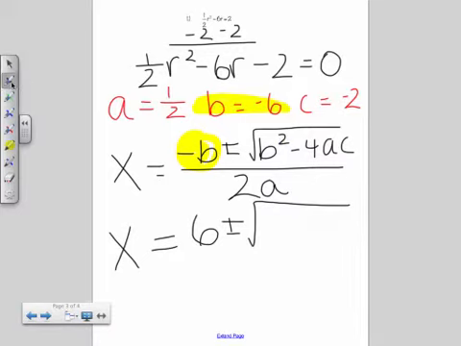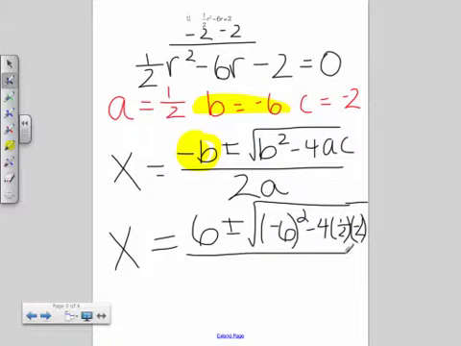You need to make sure that that negative is inside of parentheses once you square it. Negative 6 squared minus 4 times the a value, which is 1/2, multiplied by the c value, which is negative 2, and then I'm going to close my parentheses, and that is all over 2 times 1/2.